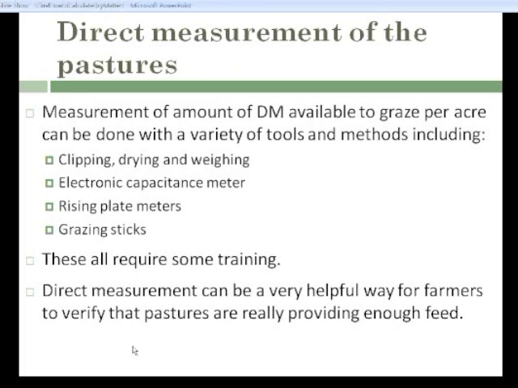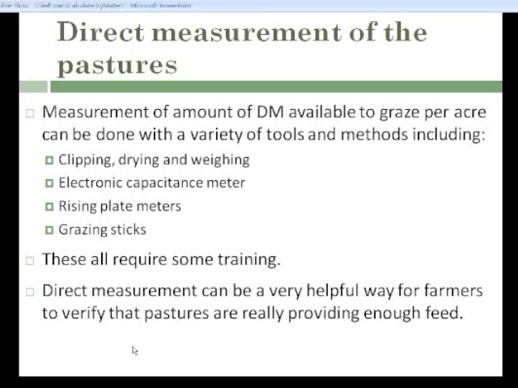Direct measurement of the pastures is something that I do anytime I'm doing grazing consulting with a farm. We'll go out to the pasture, measure how much is out there, and measure how much they're leaving behind when they leave the paddock. The difference between what was there when they went in and what they left behind is the amount that they're harvesting or grazing from the pasture. Doing these direct measurements is going to be really helpful on your farm in determining things like how big your paddocks should be, and how many acres you need to provide all the dry matter that you want to get into your animals.